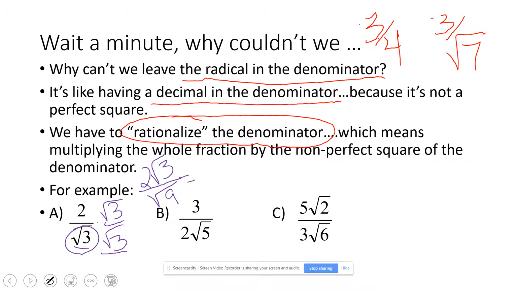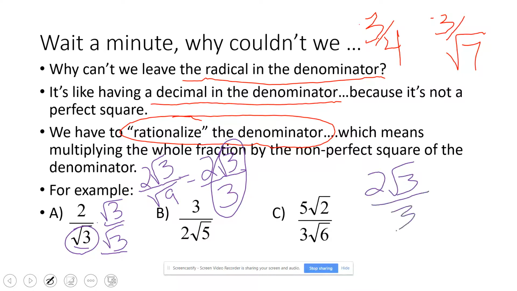Oh, but wait a minute. I know how to take the square root of 9, and the square root of 9 is 3. So I cannot simplify the radical 3 over 3. One's a radical, one is not. So they are not like terms. So 2 radical 3 over 3 is my answer to that. And that's okay because I know how to have 3 apples or 3 bananas or 3 Snickers bars or cut a pie into 3 pieces. I know how to do that. And so that's okay.